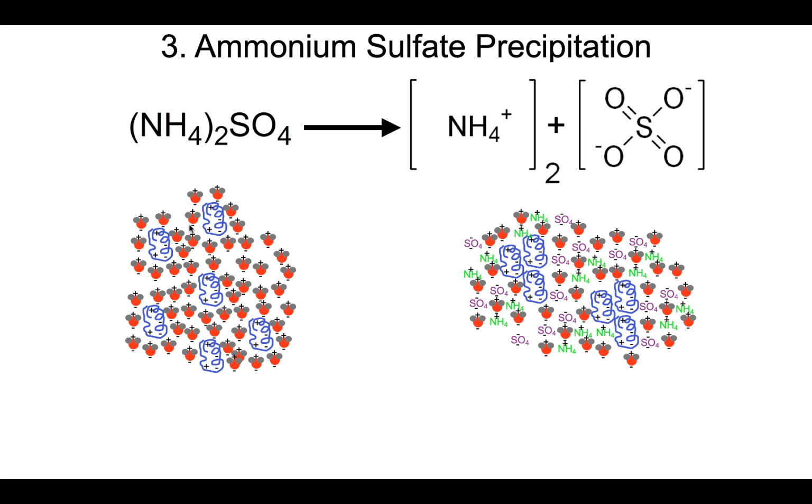Now, what precipitation does is you add a salt to it, this ammonium sulfate, which breaks down into these two ions. This positively charged ion and this negatively charged ion. Now, these ions interact much better with water than your protein of interest.